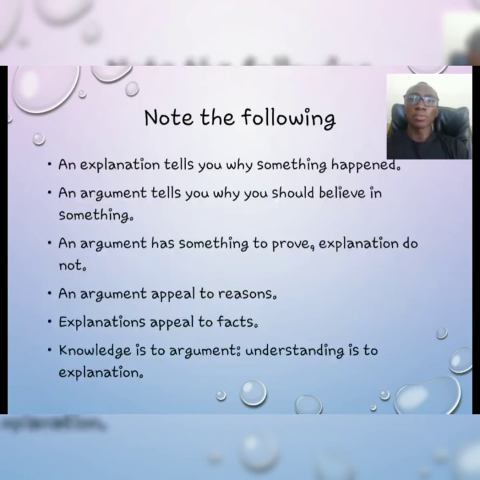Now let's note the following. If we put it at the back of our mind, it will always help us to know which statement is an argument and which is an explanation. An explanation tells you why something happened. An argument tells you why you should believe in something. So an argument goes beyond the why. An argument has something to prove all the time. Explanations do not prove anything. They take proof for granted. An argument appeals to reasons. An explanation appeals to facts.